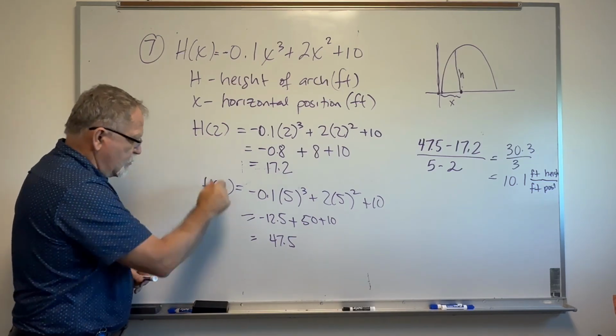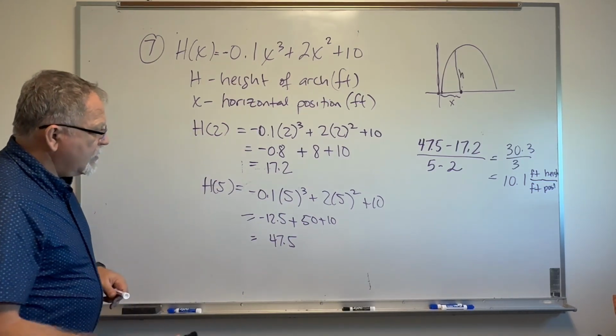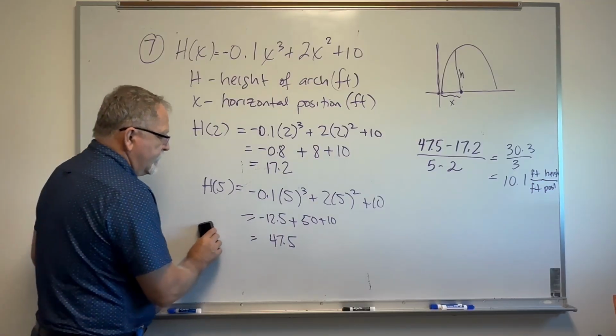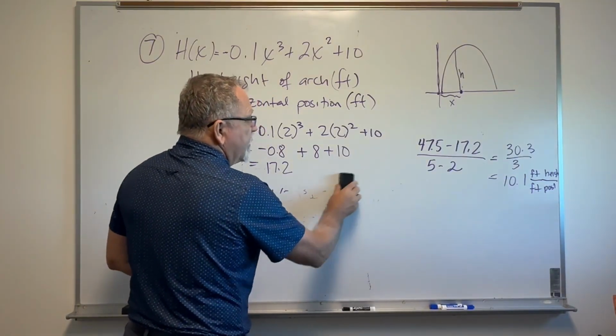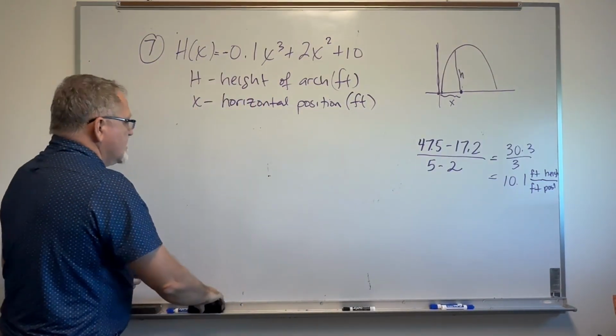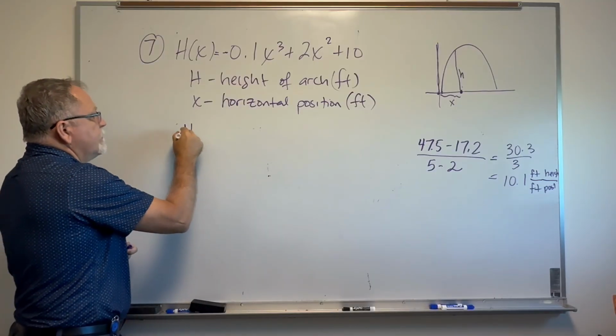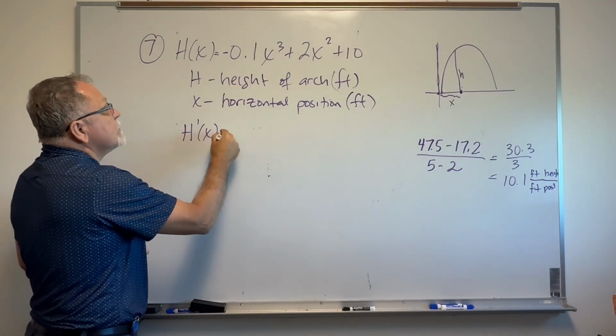So we're just at this point. So I'll go ahead and erase this. I'll go ahead and keep that value over there, the average rate of change over there. Okay, so I can calculate the derivative. That's the instantaneous rate of change.